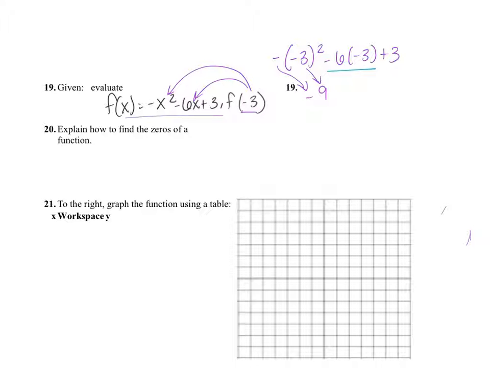-6 times -3 gives us +18, and then we add the 3. So -9 plus 18 is +9, plus 3 gives us 12. So when we evaluate the function, we get 12.